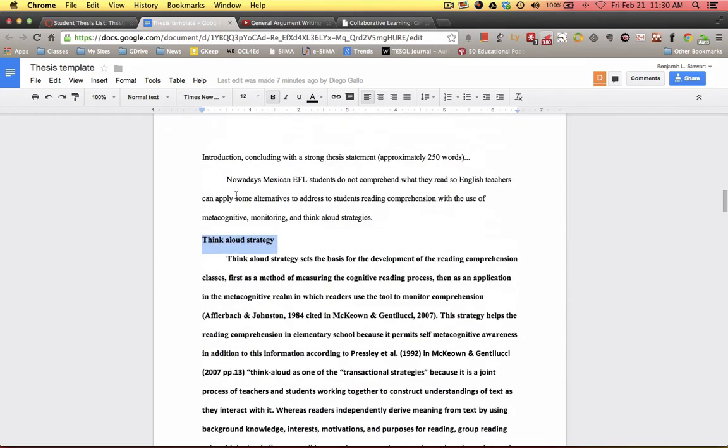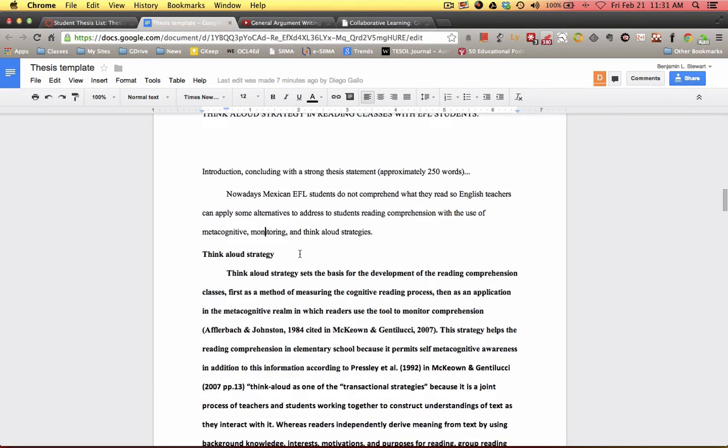Now, if you want to change the order, then you need to change the order in your thesis statement. But this looks to me like a pretty good order because you're going from the metacognitive down to a more specific, more practical think aloud strategy. Yeah, in fact, think aloud uses metacognitive strategy. I'm sorry, can you say that? Think aloud strategy uses metacognitive as a reference. So is think aloud a strategy or a technique? It's a strategy. All right. So does think aloud also use monitoring? No. I don't know. All right.